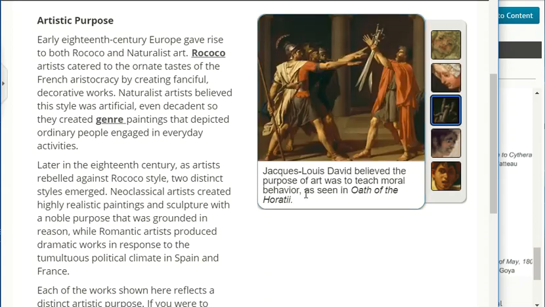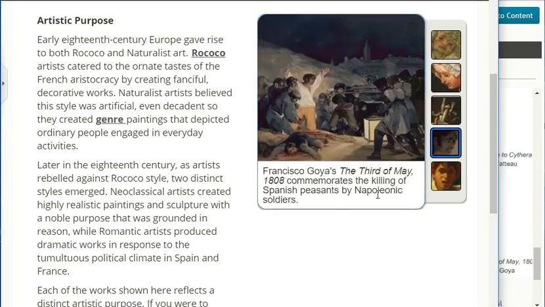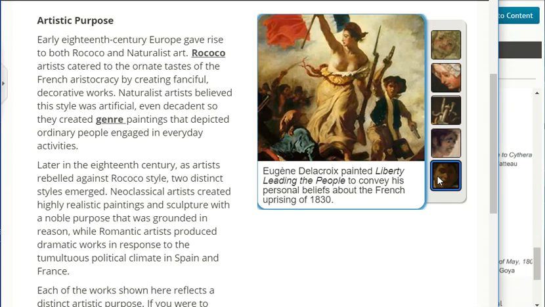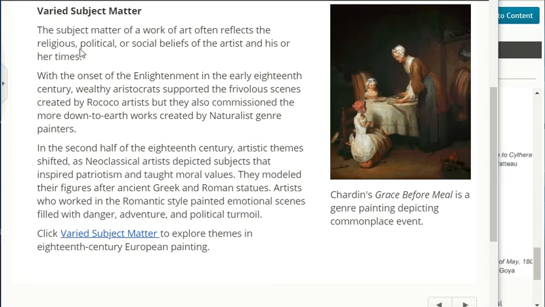Jacques-Louis David believed the purpose of art was to teach moral behavior, as seen in the Oath of Horatii. Francisco Goya's The 3rd of May, 1808, commemorates the killing of Spanish peasants by Napoleonic soldiers. And Eugène Delacroix painted Liberty Leading the People to convey his personal beliefs about the French uprising of 1830. Varied subject matter. The subject matter of a work of art often reflects the religious, political, or social beliefs of the artist and his or her times.